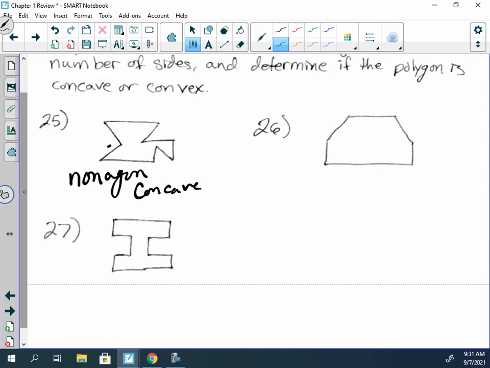I mean, most of them are not that bad to remember because triangle is 3, quadrilateral, quad is 4, pentagon is 5, 6 is hexagon, 7 is heptagon, 8 is octagon, 9 is nonagon, 10 is decagon. 11 is undecagon, 12 is dodecagon. And then 13 and more, we'll just say 13-gon.